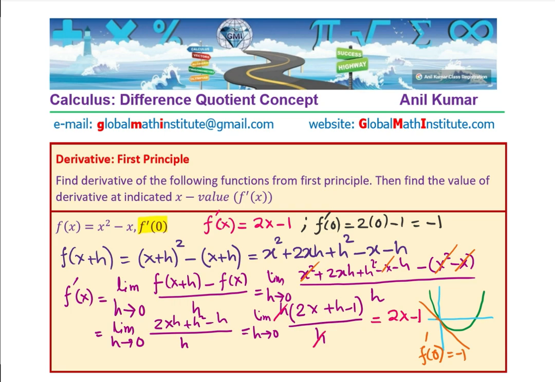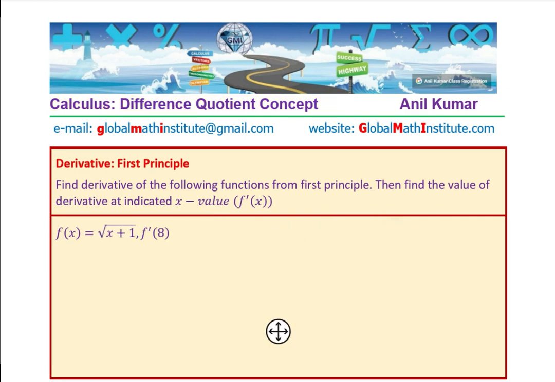So I hope with this you understand not only how we find the derivative using first principles, but also its geometrical significance, right? So this is very important to understand. That's the basics of calculus, right? So calculus, difference quotient concept, I hope it is absolutely clear. Perfect. Let's move on and take the next question now.